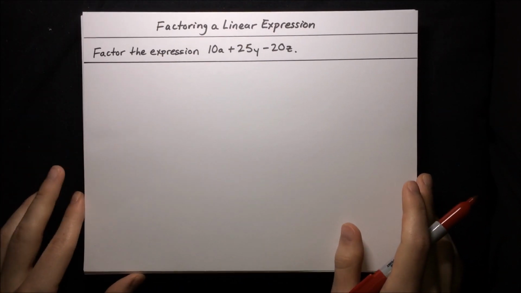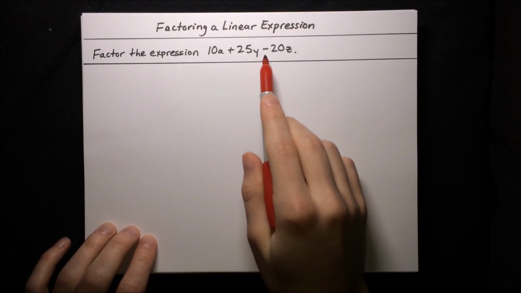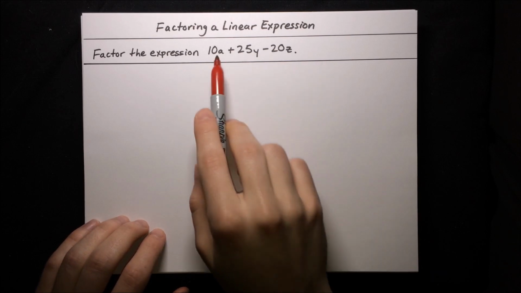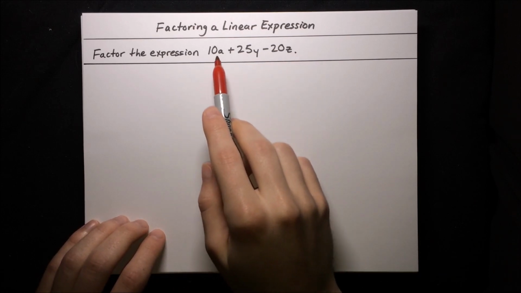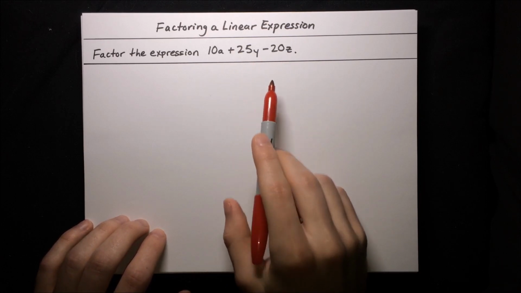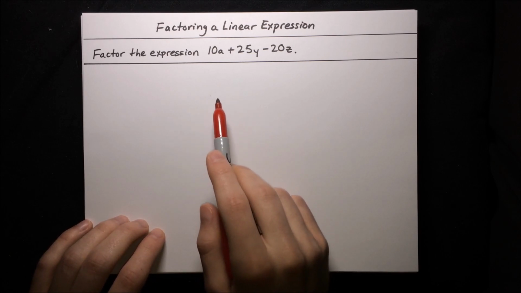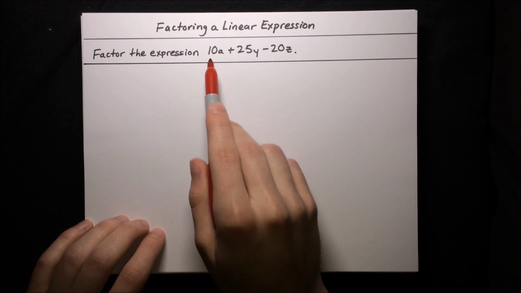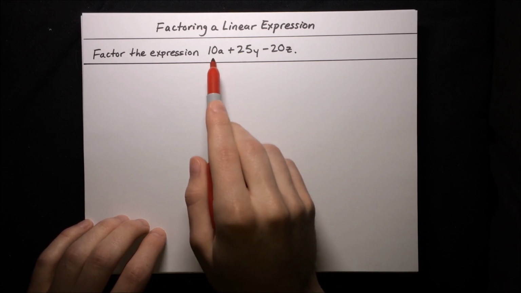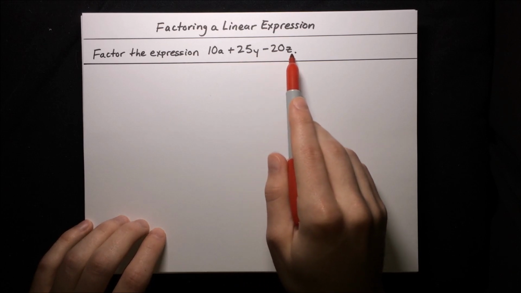Here's our final example. We want to factor the expression 10a plus 25y minus 20z, and this is a bit intimidating because now we've got 3 terms. They've all got fairly large coefficients, they've all got variables, and there's a minus sign in there, so what do we do here? Well, it's really just the same idea. We just need to find the greatest common divisor of all these terms, and we'll factor that out. So what is the greatest divisor of 10a, 25y, and negative 20z?